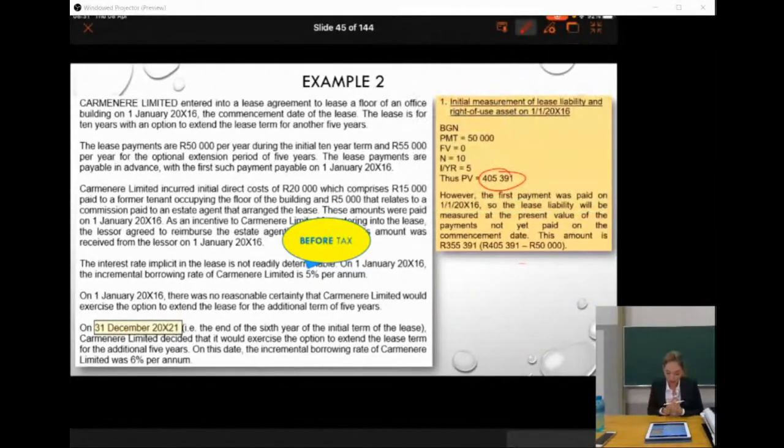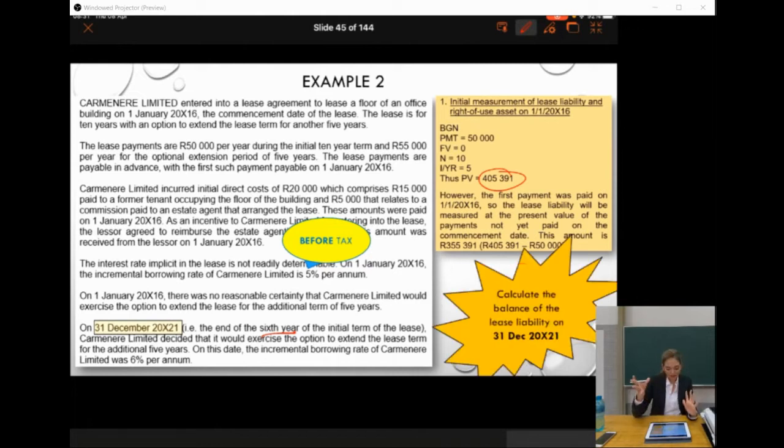So now at the 31st of December 2021, we change our mind. So it's the end of the 6th year. Now we have to do that remeasurement of the lease liability. So you have the solution in front of you, I know, but try and not look at the solution, just try and look at the information and see if you can calculate the balance of the lease liability on this date before I remeasure the lease liability. So just using the information now, see if you can calculate what the lease liability balance is on 31 December 20X21.